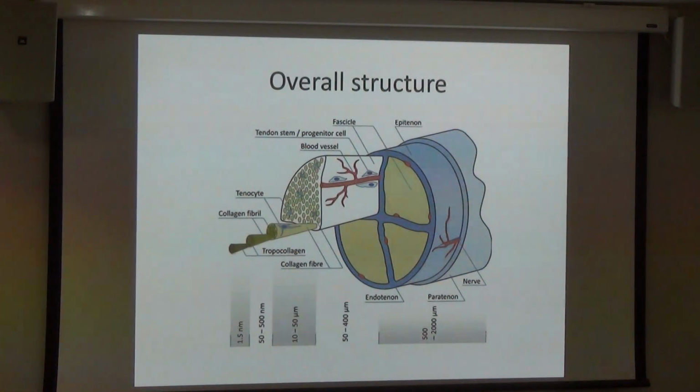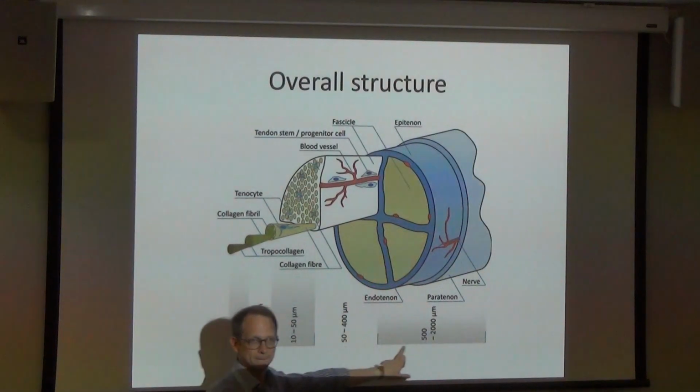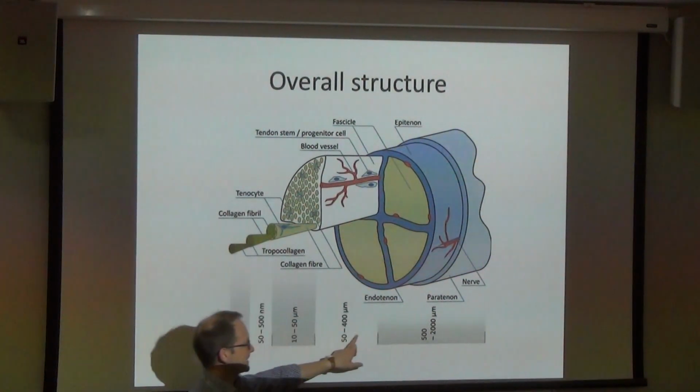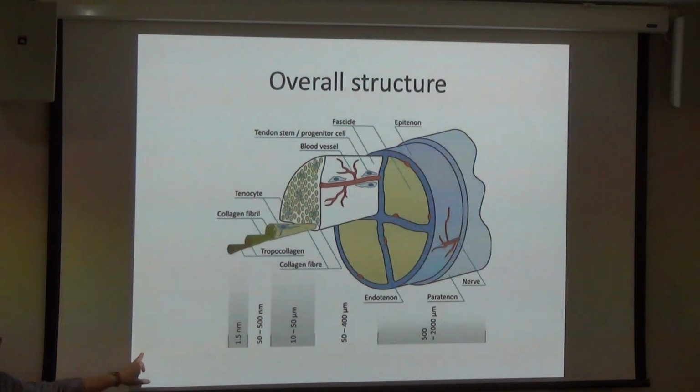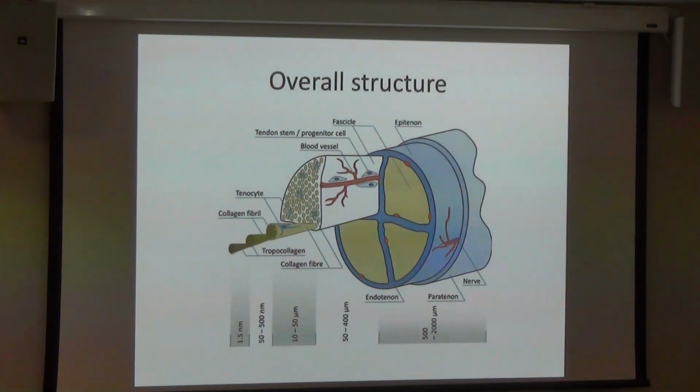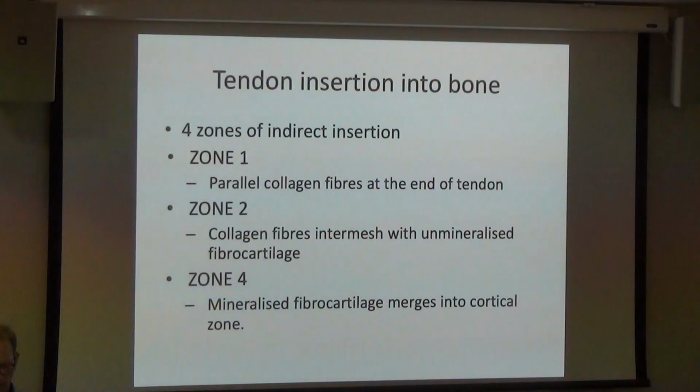Another drawing, and for bonus marks in the exam, the scale as well. Okay, this is where you get your 7s and 8s for the drawing, those figures at the bottom. Moving on to another sitter of a question in the exam: how does a tendon insert into bone?